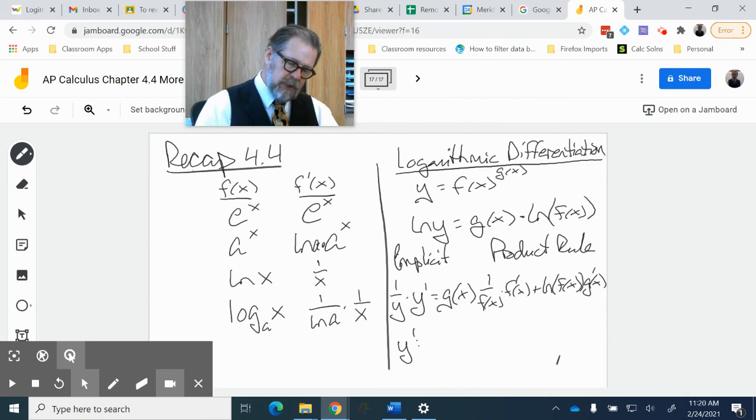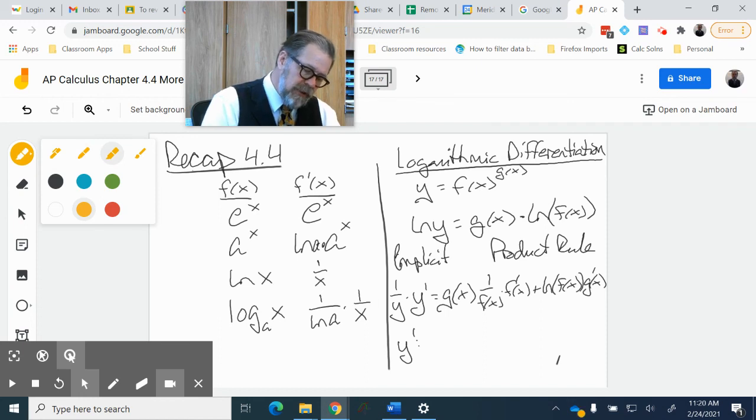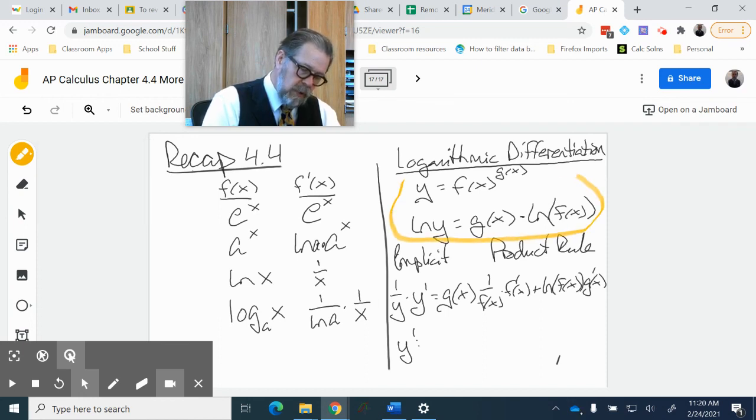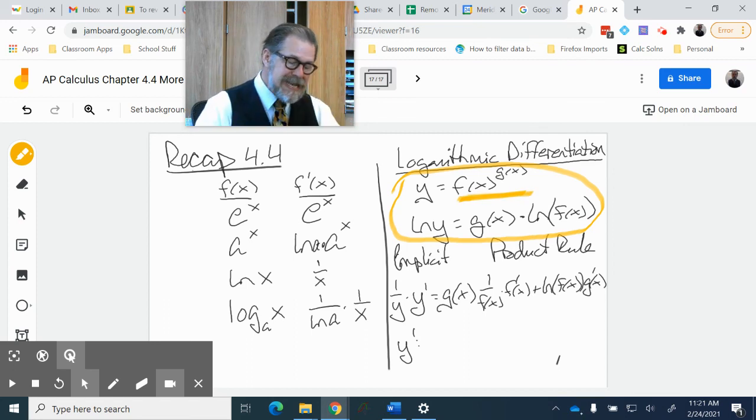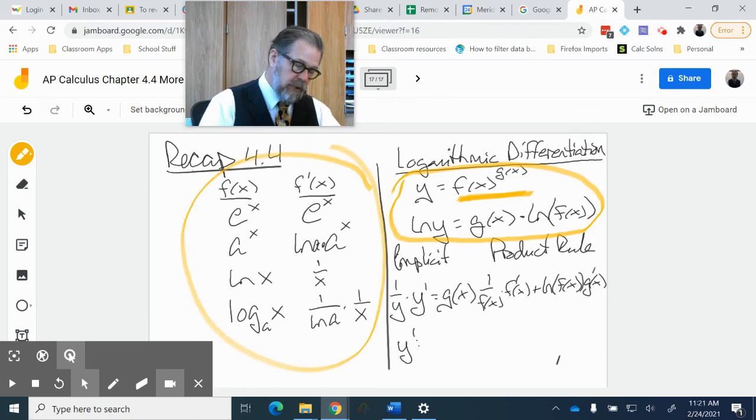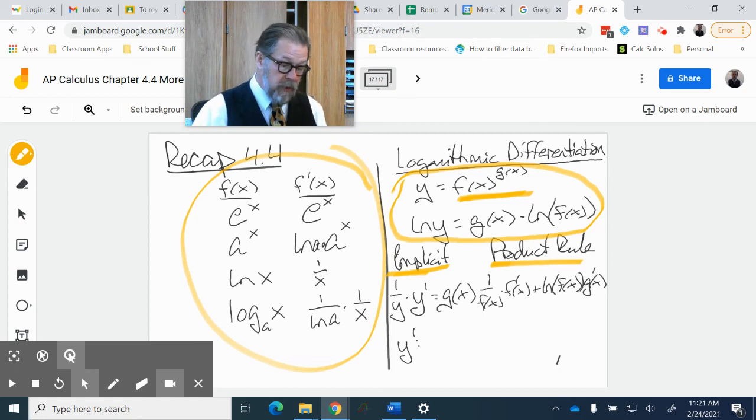I don't think it's worth memorizing that formula. The key here is really logarithmic differentiation. It applies to a function raised to the power of a function, and we just take the natural log of both sides. What do you need to know? You should know those 4 derivatives. You should recognize when to use logarithmic differentiation, and then the fact that you need to do implicit and product rule. That's everything from section 4.4 of our book.